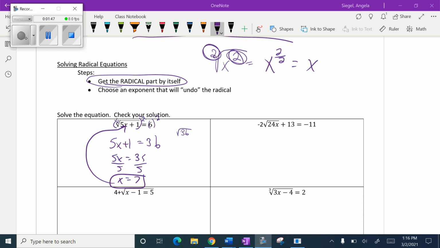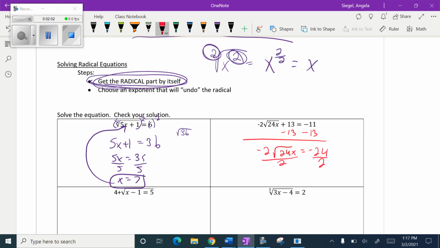Okay, so let's go here. Notice that the radical is not by itself for this one. So we are going to have to subtract 13 and then divide by negative 2 before we can do anything. So I have the square root of 24x equals 12.